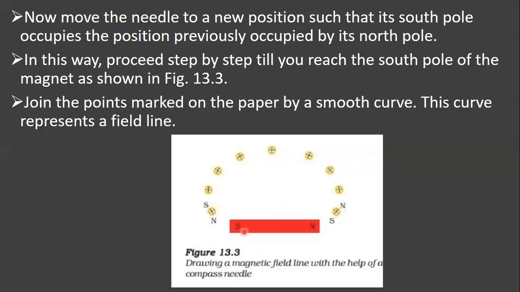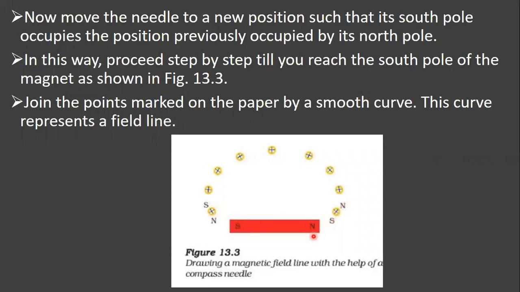Place the compass near the north pole of the magnet. See children, this is the north pole and this is the south pole. Place the compass first near the north pole of the magnet. This is the compass placed near the north pole, and the south pole of the needle points towards the north pole of the magnet.